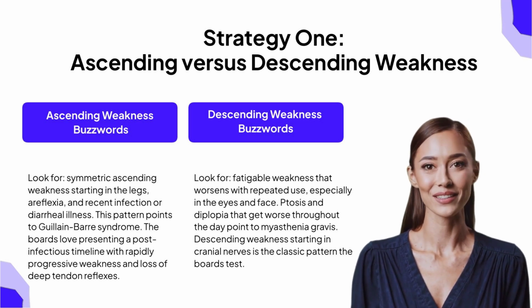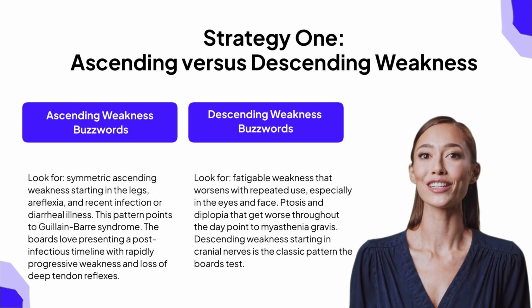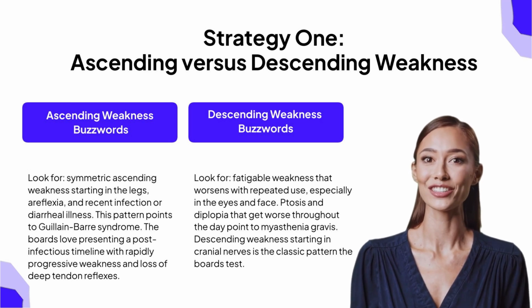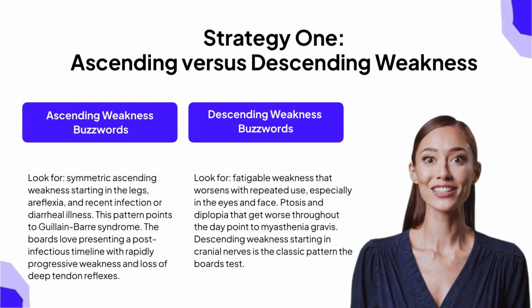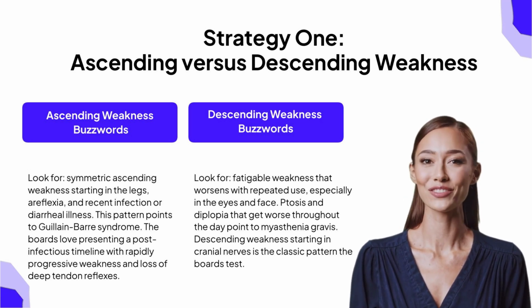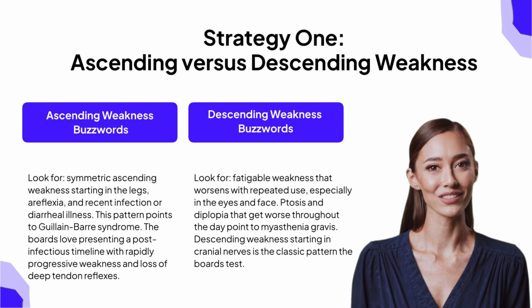On the other hand, when you see fatigable weakness that worsens with use, especially ptosis and diplopia that get worse as the day goes on, think Myasthenia Gravis. This descending pattern starting in the cranial nerves is the hallmark. This ascending versus descending split will help you narrow your differential immediately on exam day.